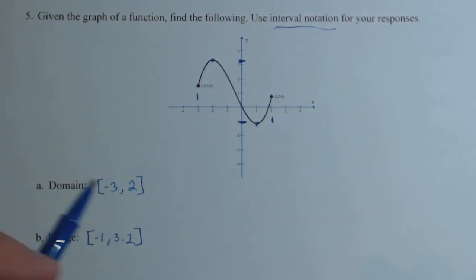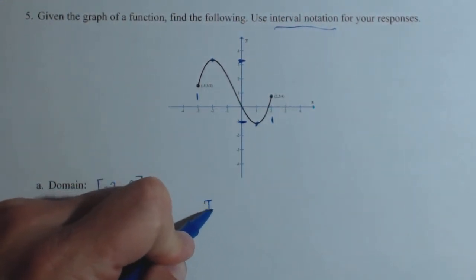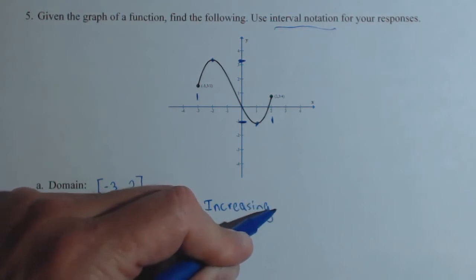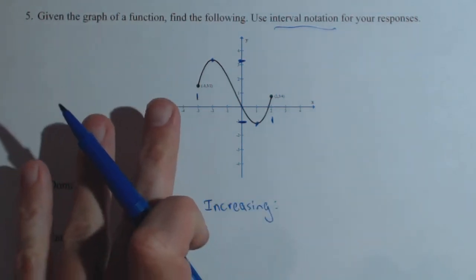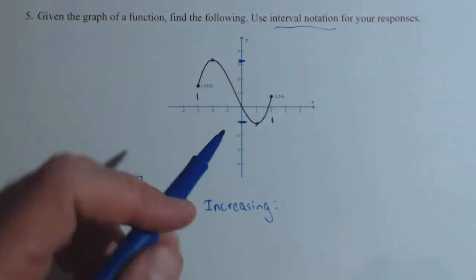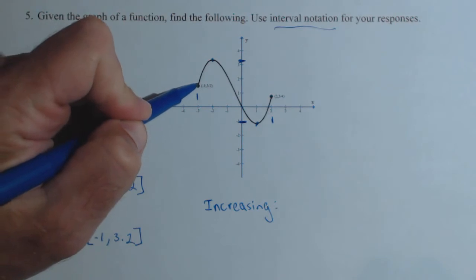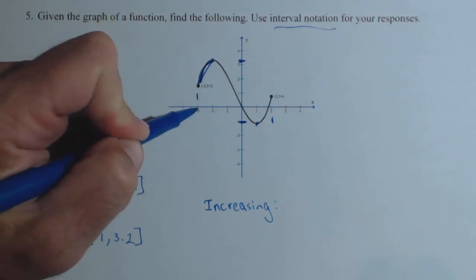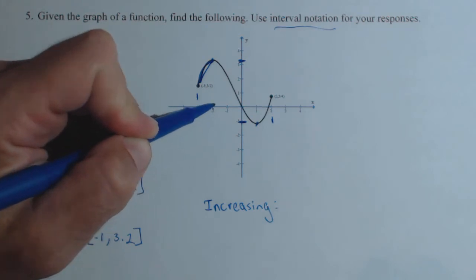Now let's also discuss where this function is increasing and decreasing, and we'll start with increasing. When you read a graph, you read it from left to right. If it's going up, it's increasing. If it's going down, it's decreasing. Well, notice right here, the graph is increasing. So roughly -3 up to -2.